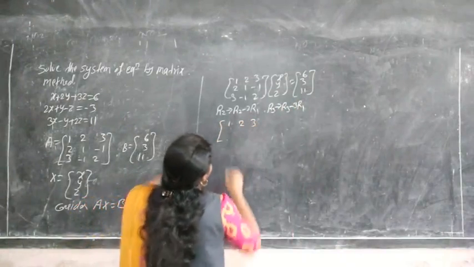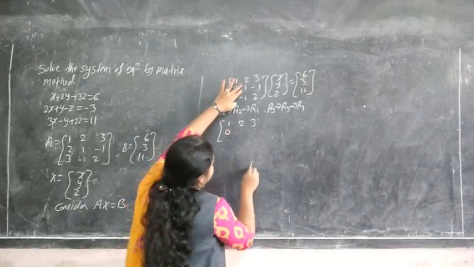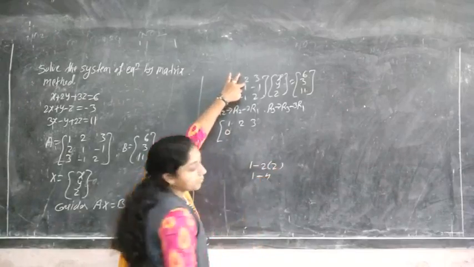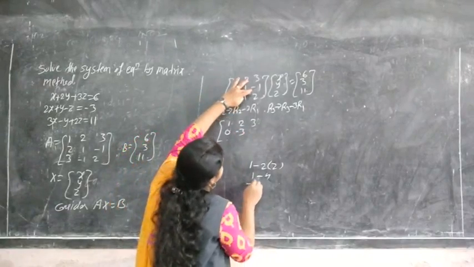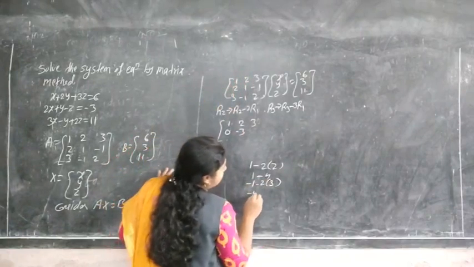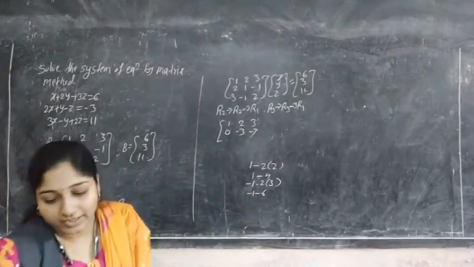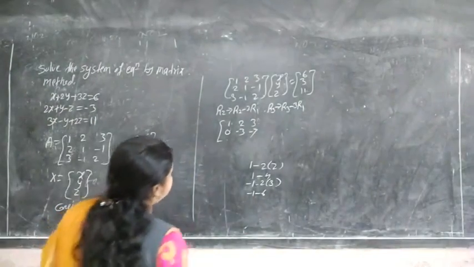First row as it is. R2 minus 2R1, similarly it is 0. Next, for this, R2 is 1, minus 2 into R1 which is 2. So 1 minus 4, you will get minus 3. Next, minus 1 minus 2 into the corresponding R1 element 3. So minus 1 minus 6, you will get minus 7. That is the second row.